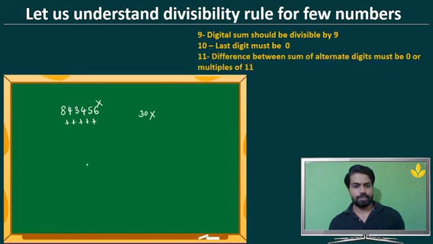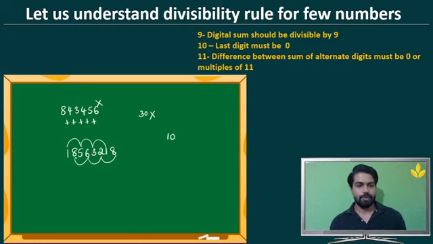For 11, what is it? Let me take an example. I need to check whether this number is divisible by 11 or not. What I will do is add the alternate digits separately. Let's see the sum of this number. 1 plus 5, 6, 6 plus 3, 9, 9 plus 1, 10. So 8 plus 6, 14, plus 2, 16, 16 plus 8, 24.